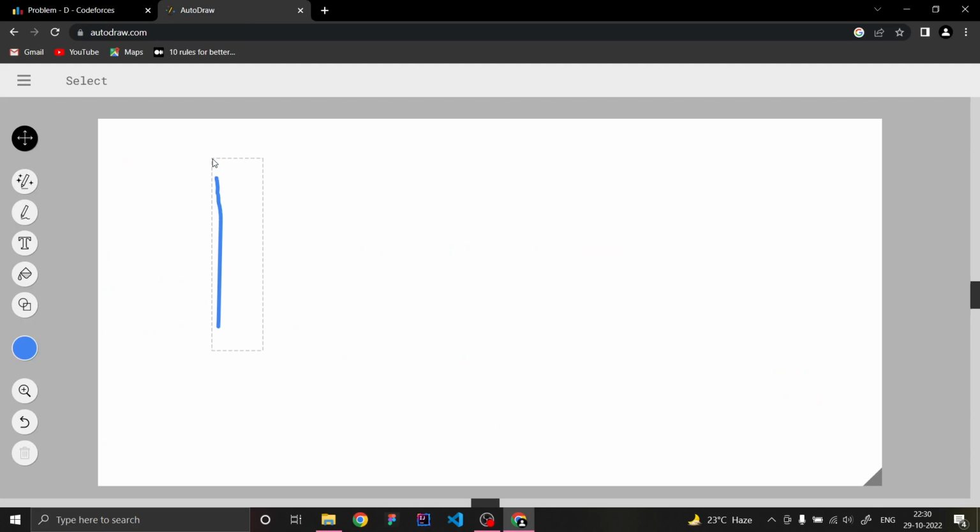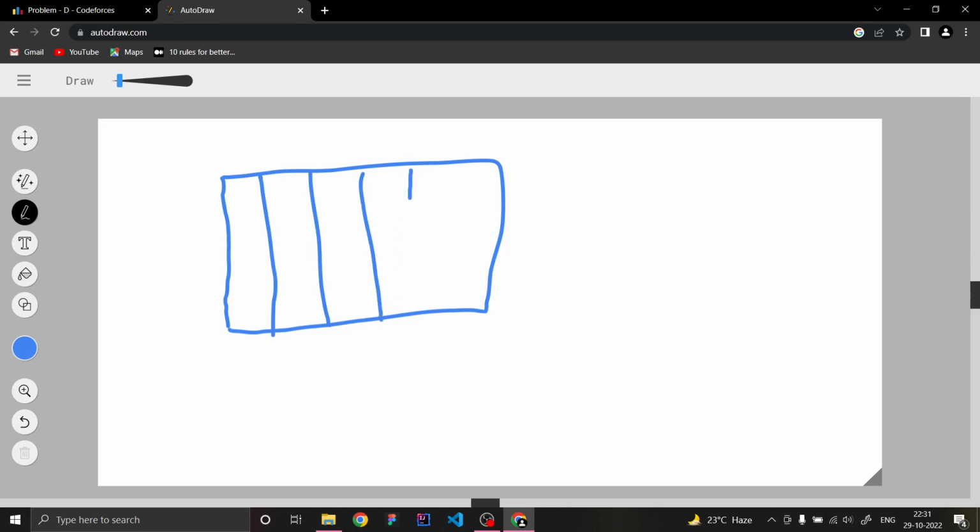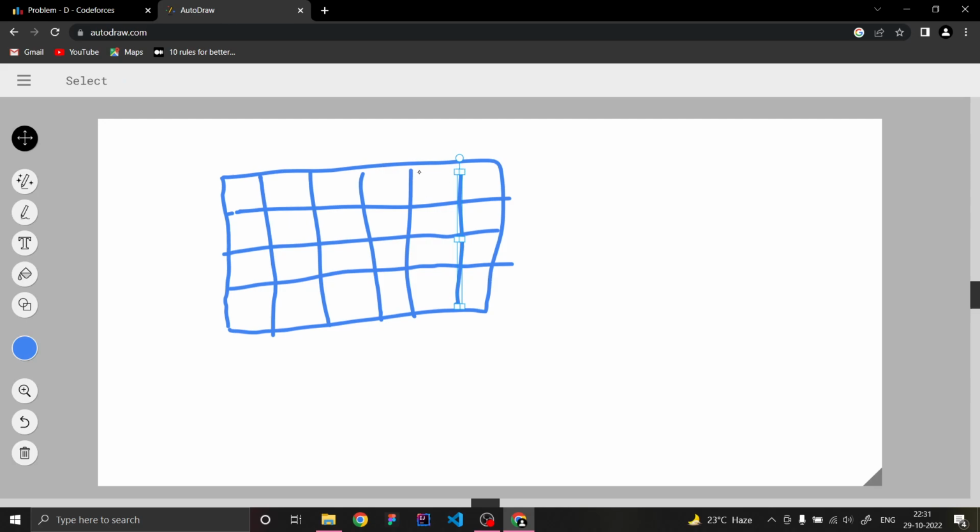So let's try to find out if there exists a way such that we can stack these cards in the cell (n, m). Let's say we are given this grid. The solution is actually quite simple. You need to have a basic observation in this problem.